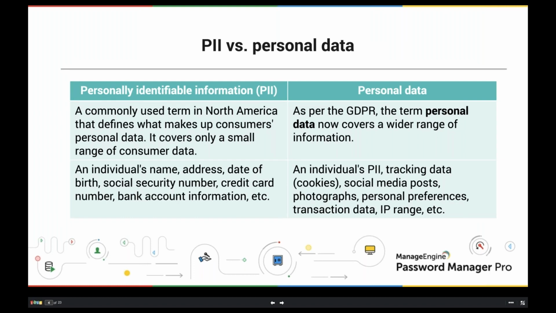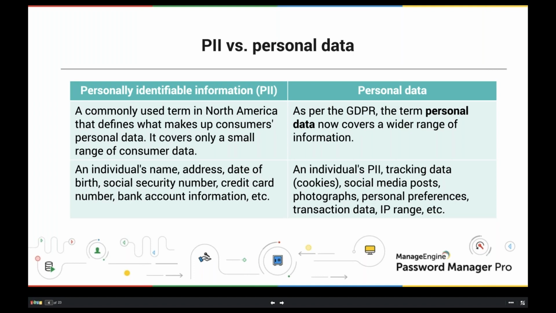Now, the next important thing which you should know before I get into the privacy controls is the difference between PII and personal data. Personally identifiable information, PII, is a term used mainly within the USA. Personal data is the equivalent term used in the European nations. However, it does not completely correspond to the PII definition which is popular in the US.